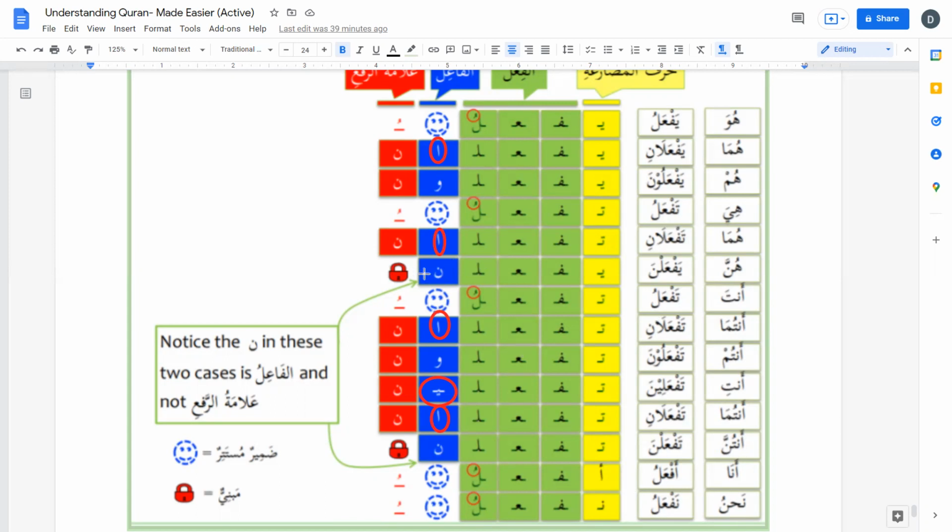These 2. Do you see lock over here? Lock over here, it is for mabniyani. Mabniyani, hunna and antunna. So hunna and antunna, the noon at the end is noon niswa, and that is actually the fa'il.